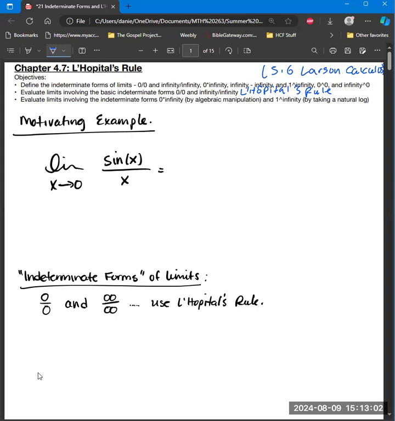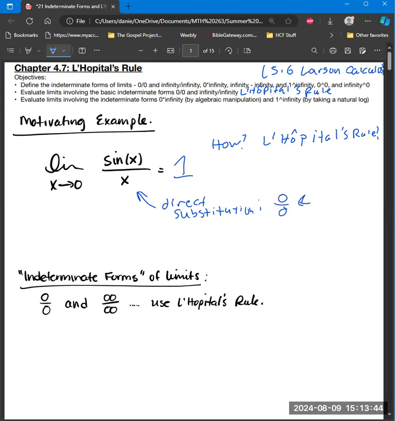Our motivating example: let's go back and remember the special trig limit that we had early on. The limit as x goes to 0 of sine of x over x is equal to 1, and we were just told to memorize it, and we said we'd come back later and talk about how we knew that. We're going to talk about that today. We're going to show you how we know that with L'Hopital's rule. If you tried direct substitution, you'd get nowhere here, you'd get 0 over 0, which is one of our indeterminate forms.